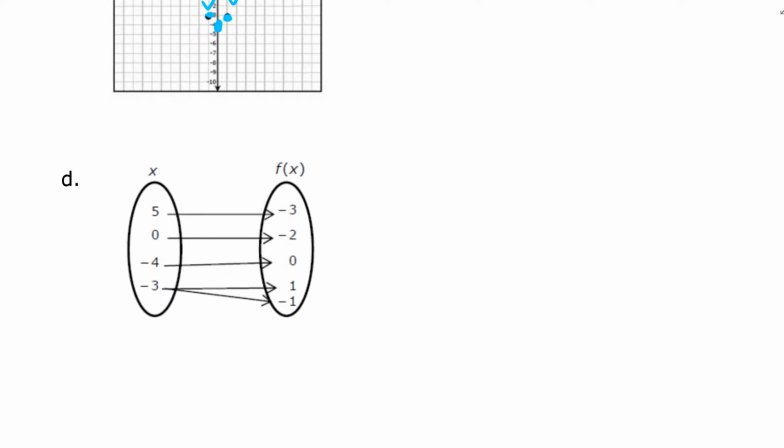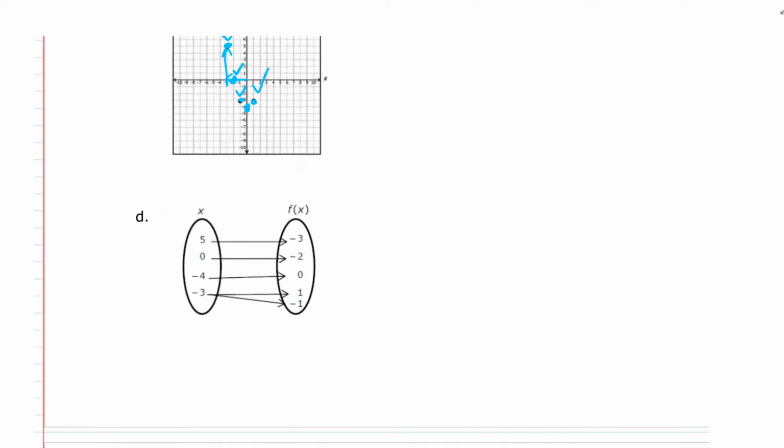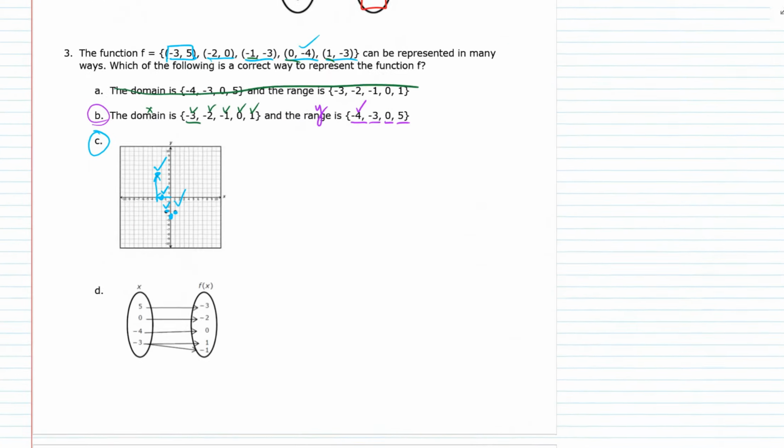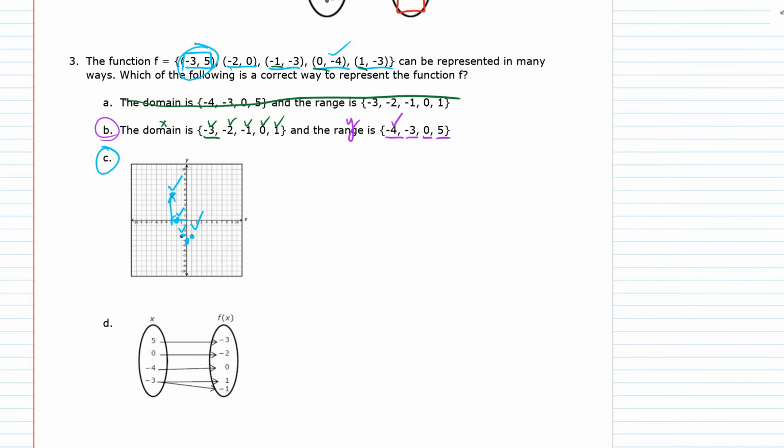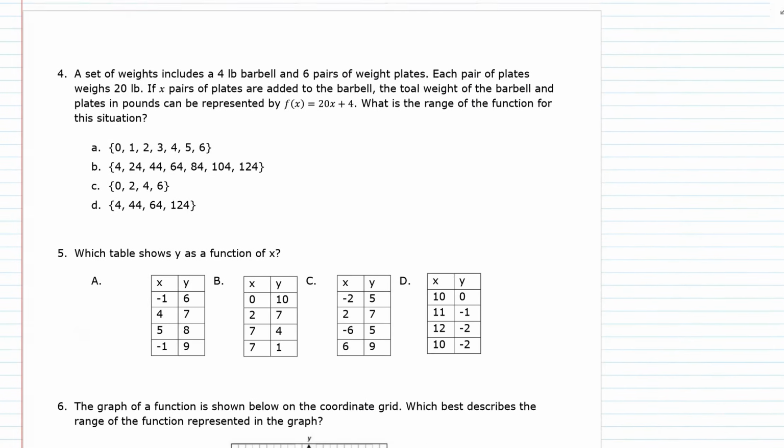D, we look at our 2 points, compare them. -3, 5, -3. It does not go to anywhere where there's a 5. There's no 5 in the range, so D would not be an answer. So at this point, D is out, A is out, and it could be either one of these. So on this question, there were 2 correct answers.